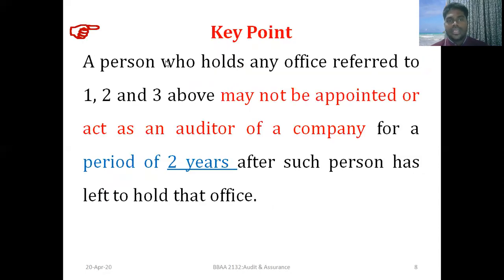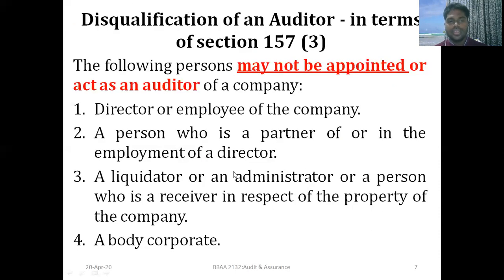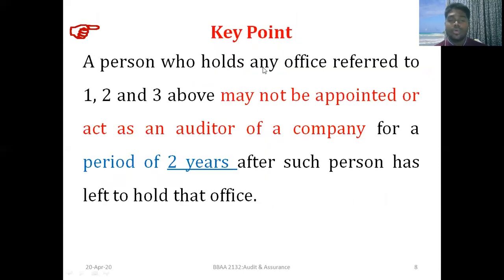So the key point says, a person who holds any office referred to in 1, 2, and 3 above. Under the disqualification, we discussed 4 types of people or things that cannot function as auditor. Yes, we discussed in the previous slide those 4 people cannot function as auditor for the same company. This key point says that those may not be appointed or act as an auditor for the company for a period of 2 years. Please keep in your mind, don't think it is for a longer period, but just for 2 years after such person has left that office.